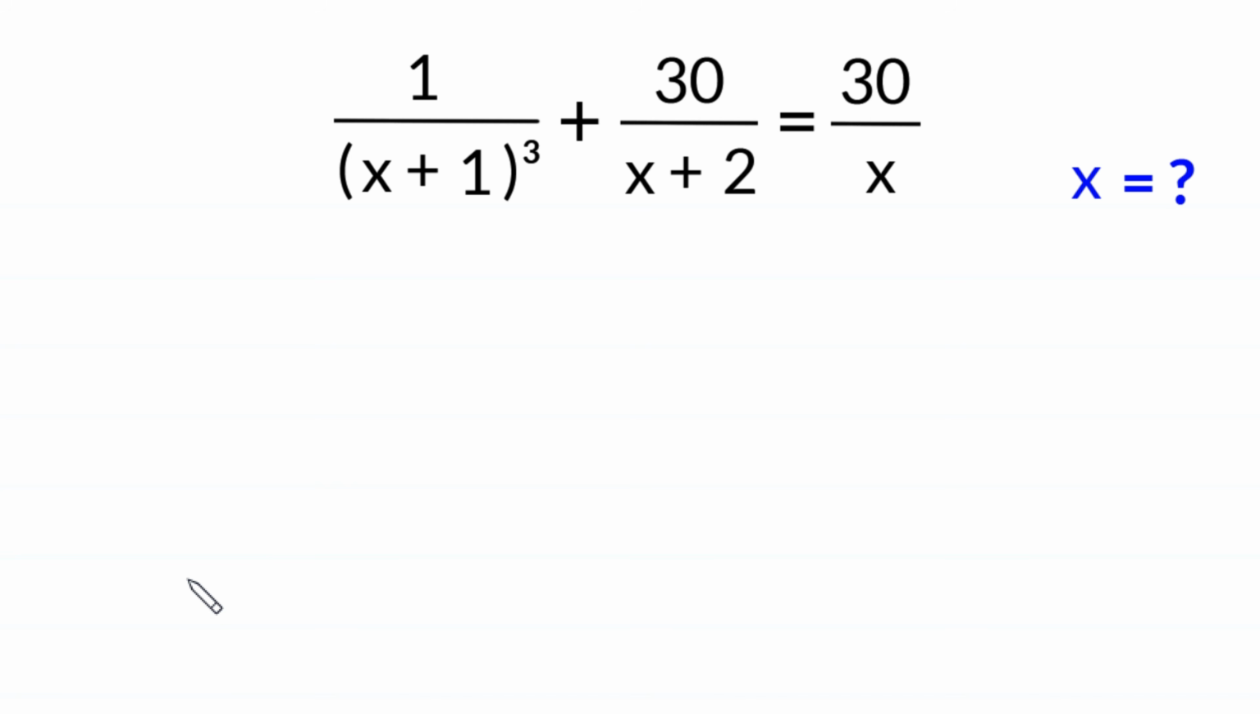Hello everyone, welcome to how to solve this very nice algebra equation: 1 over (x plus 1) whole cubed plus 30 over (x plus 2) equal to 30 over x. Our job is to find all possible values of x.